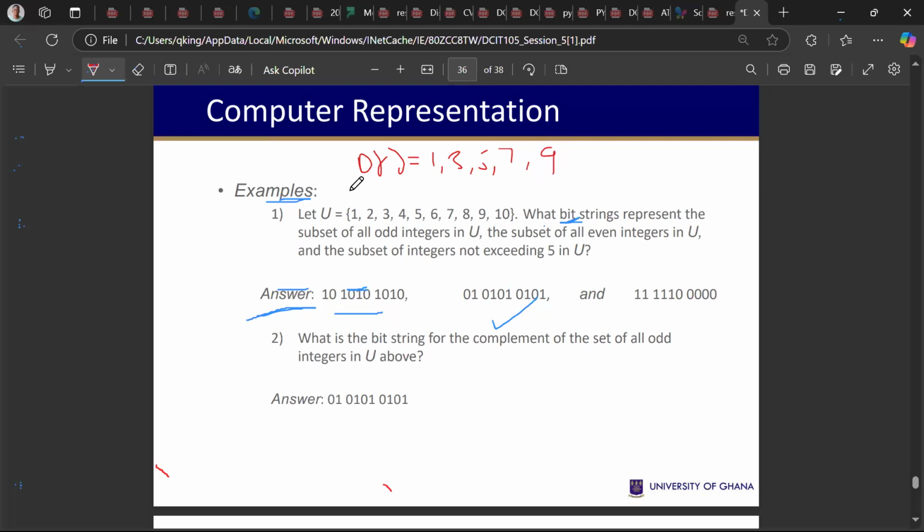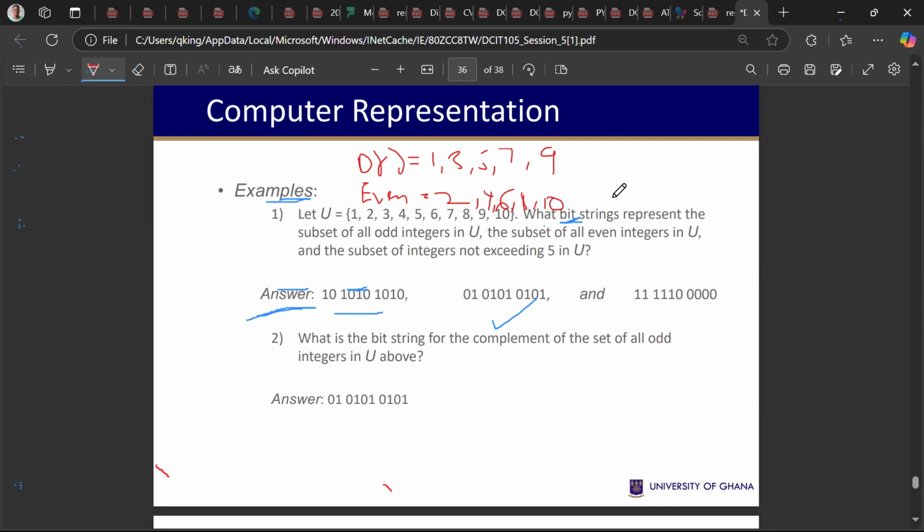And then they made mention of the subset of even numbers. Because it's within the limit of 10, the even numbers are 2, 4, 6, 8, and then 10.